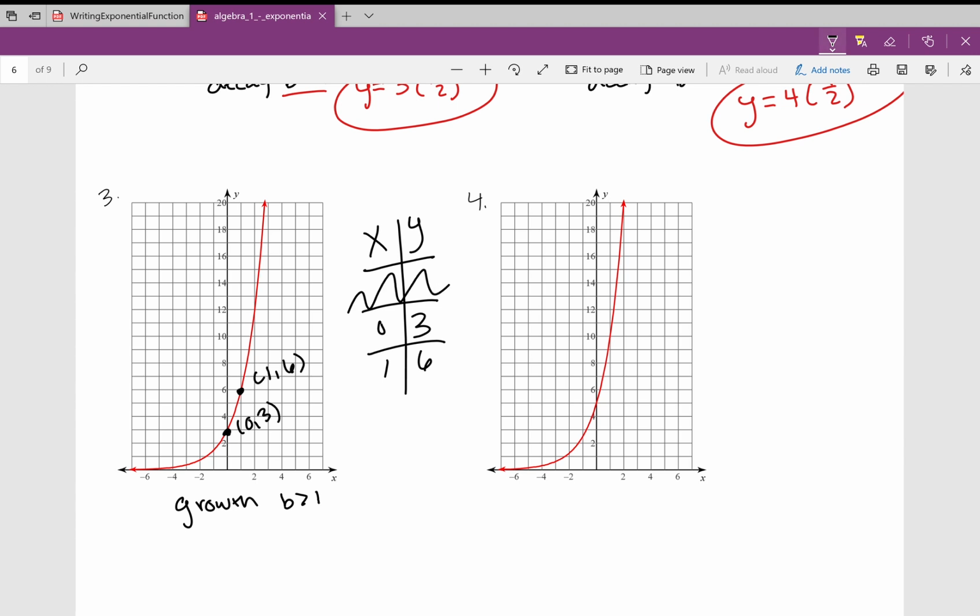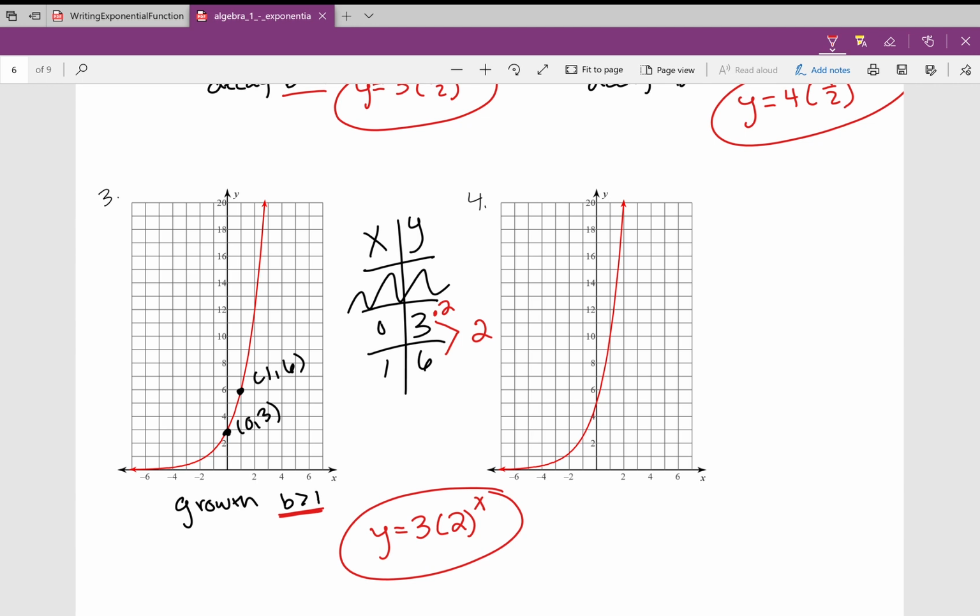Okay, so now we can compare our change in y. So from 3 to 6, it looks like we're multiplying by 2. So that means our growth is 2, which makes sense because 2 is greater than 1, and that's what it has to be. So if we were to write our answer, y is equal to 3, because that's our y-intercept, parentheses 2 to the power of x. That's our answer.